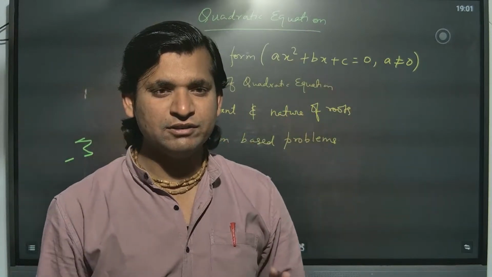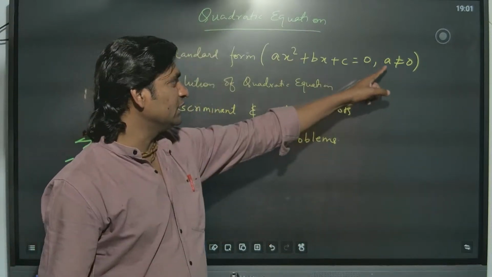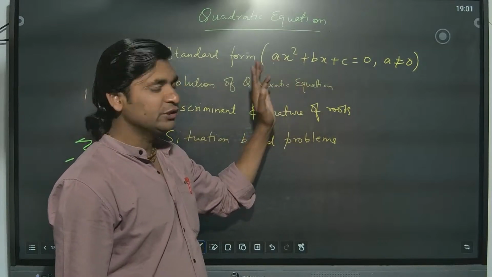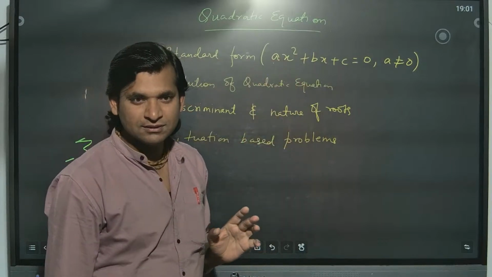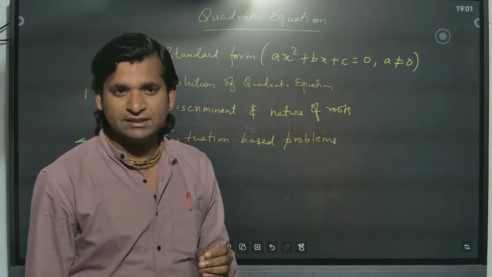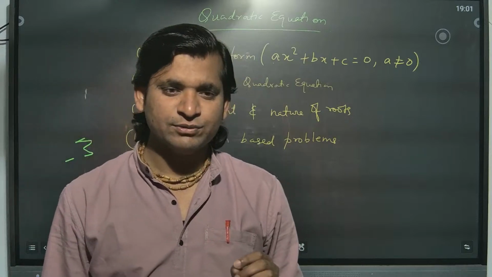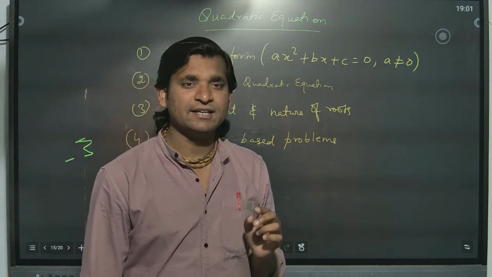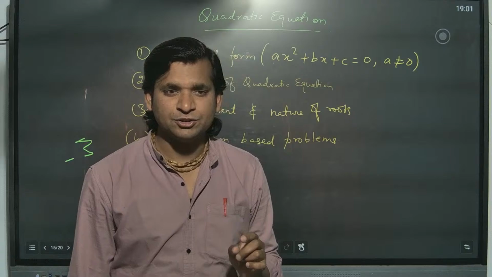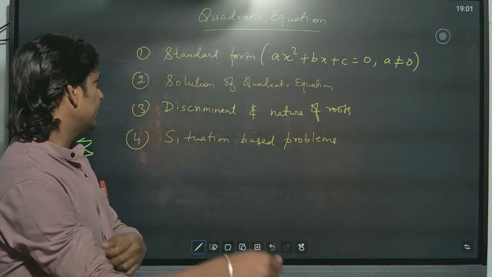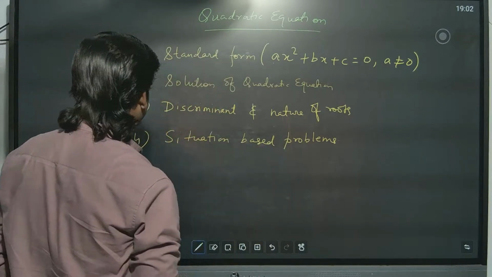Why is it not equal to 0? Suppose you keep a equal to 0, so 0 into anything is what? 0. So it does not remain a quadratic equation. That's why a can't be 0, it should be a real number. Okay. So this is the first concept.